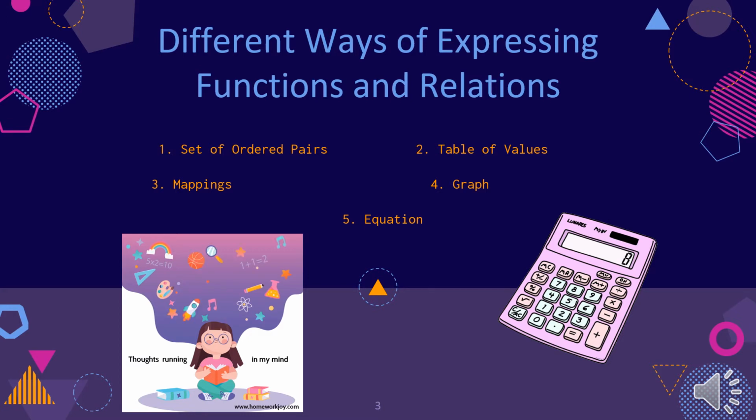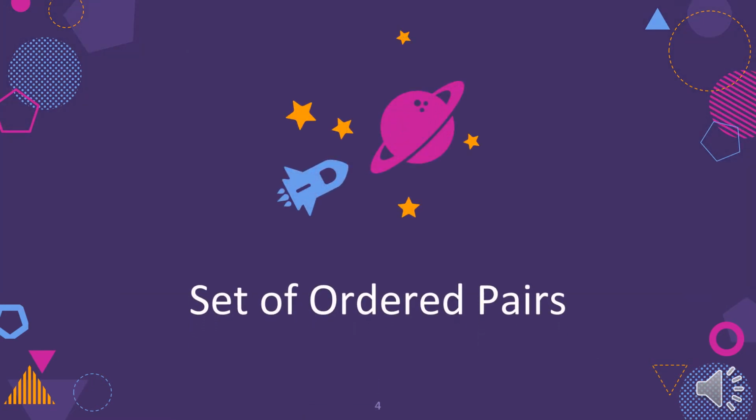Here are five different ways of expressing functions and relations: set of ordered pairs, table of values, mappings, graph, and equation. So, the first way in expressing functions and relations is set of ordered pairs.